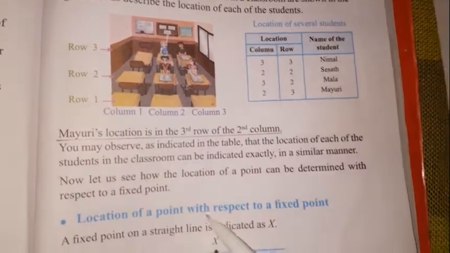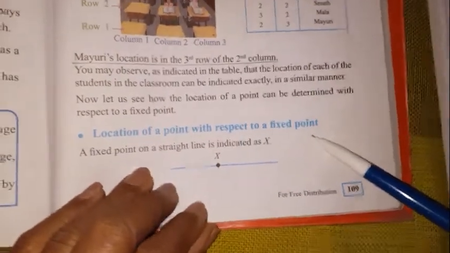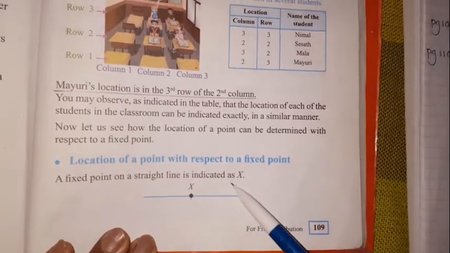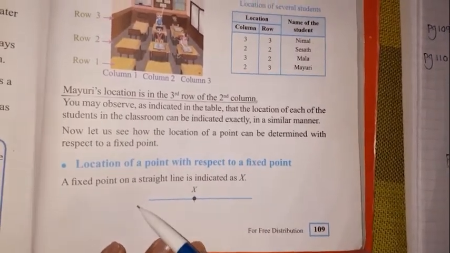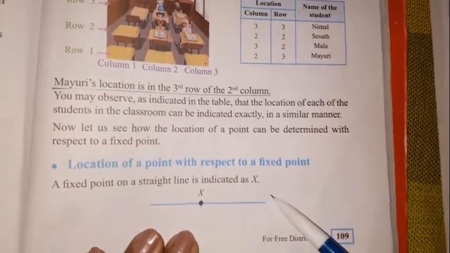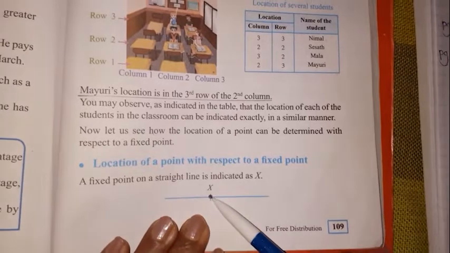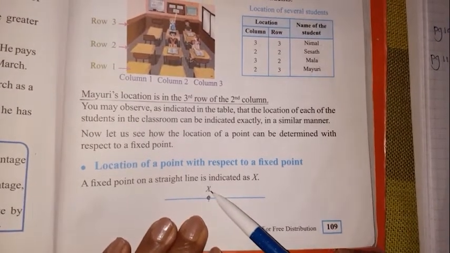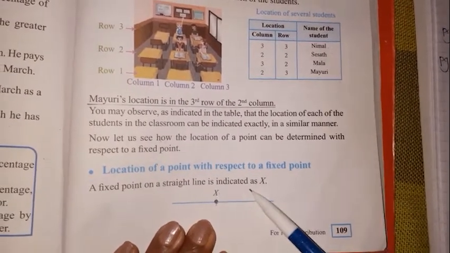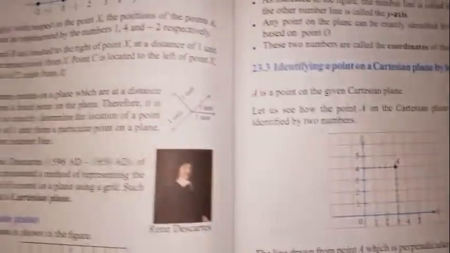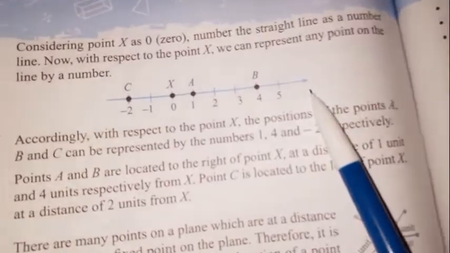Now, location of a point with respect to a fixed point. A fixed point on a straight line is indicated as x. Now you can see they have drawn a straight line segment and marked a place. That is, we have marked it as x. Please turn to page 110. Can you see a number line?